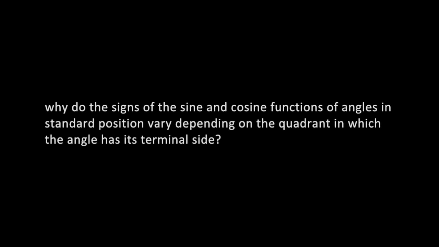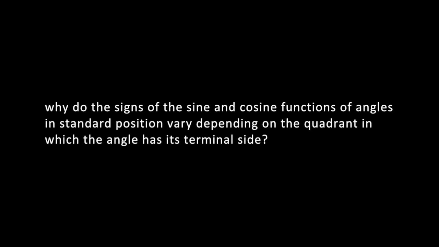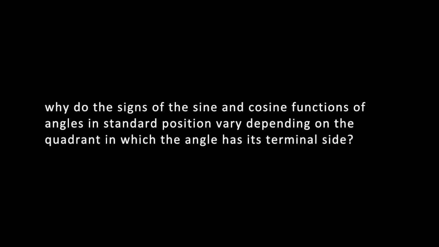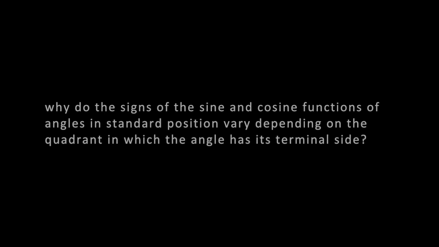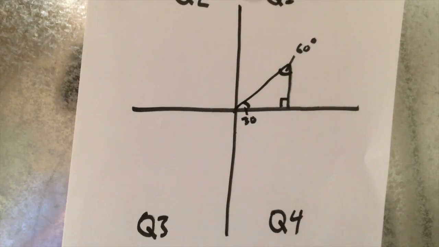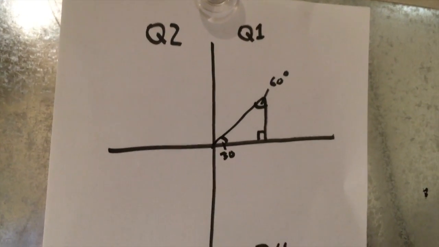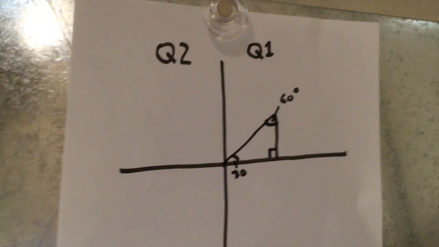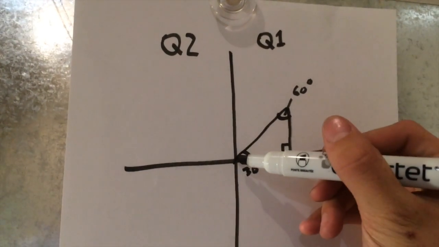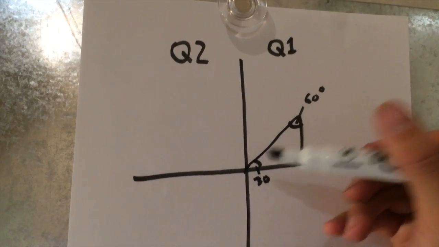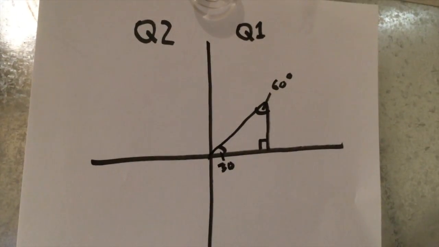Why do the signs of the sine and cosine functions of angles in standard position vary depending on the quadrant in which the angle has its terminal side? The signs of the sine and cosine functions of angles in standard position vary depending on the quadrant their terminal side is in.